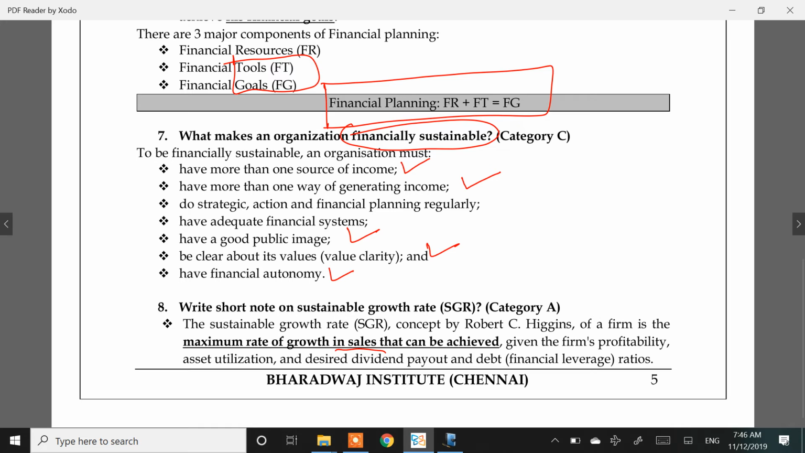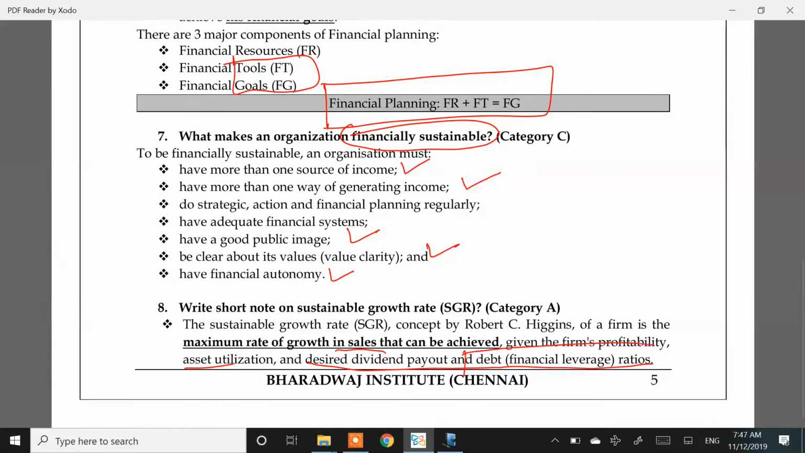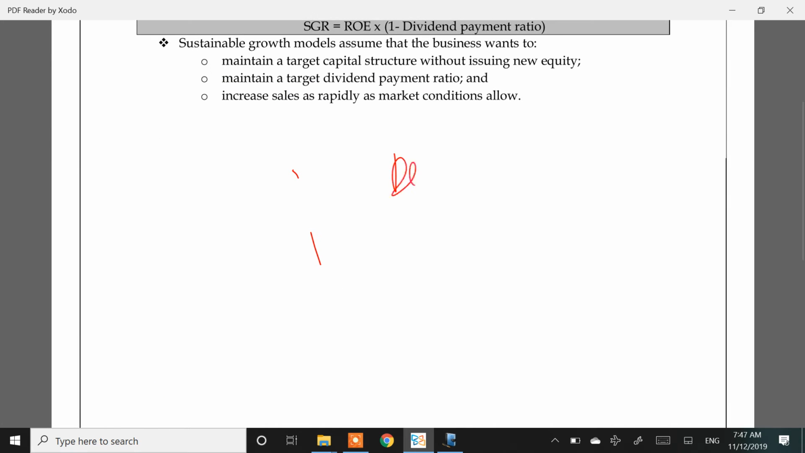So a sustainable growth rate is the maximum growth rate in sales that can be achieved given the firm's profitability, asset utilization, desired dividend payout, and debt ratios. There's a desired debt ratio. If you are trying to take more and more debt and grow, at some point of time, you will find it difficult to service the debt which has come in. How much can a firm grow without borrowing more money? It has also explained without borrowing more money. You can also say an organization can borrow some money because there's something called a debt ratio. Debt ratio basically indicates debt by debt plus equity.